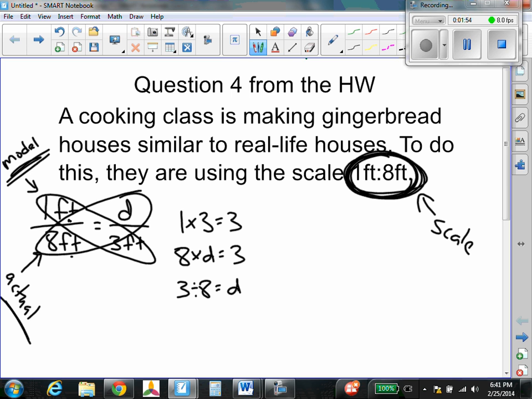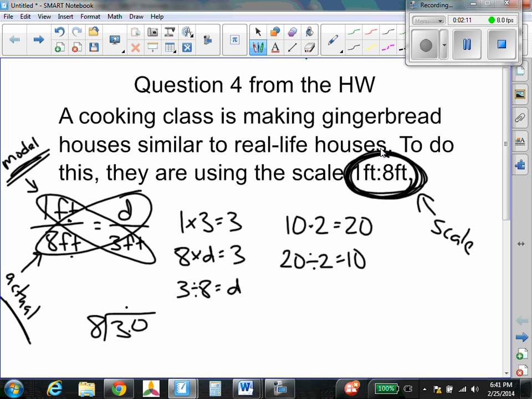Now we're looking at the relationship like this. 10 times 2 equals 20. That means 20 divided by 2 equals 10. Okay? So 3 divided by 8, 8's on the outside, 3's on the inside. I need to put my decimal in, and I'm going to go ahead and tell you, you get 0.375. Guys, I've already done the first part of the problem for you.